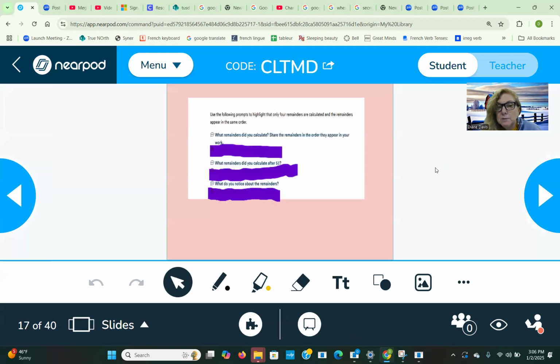Use the following prompts to highlight that only 4 remainders are calculated and the remainders appear in the same order. What remainders did you calculate? Share the remainders in the order they appear in your work. What remainders did you calculate after 51? And what do you notice about the remainders? Again, I'm going to give you some time to think about that. The expectation is that you're thinking through it critically, sharing and discussing it with each other, and writing it in your draw it slides.